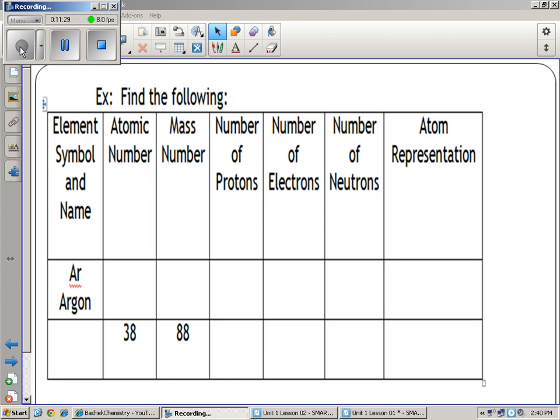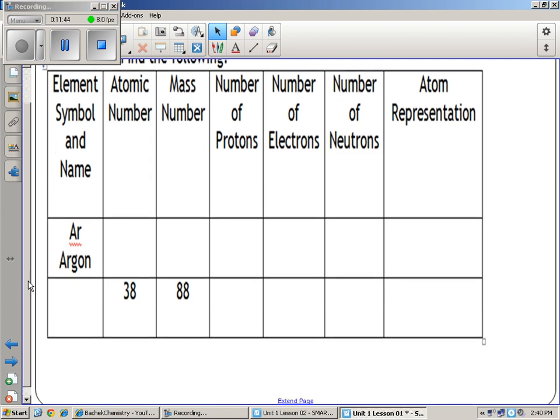Present. Okay, today we're going to talk about atomic numbers and masses. So we're going to go back to the proton-neutron thing, and we're going to talk about protons, electrons, neutrons, I guess I should say. We're going to talk about that stuff today. So on your periodic table, here's what we're going to do. We're going to find argon.